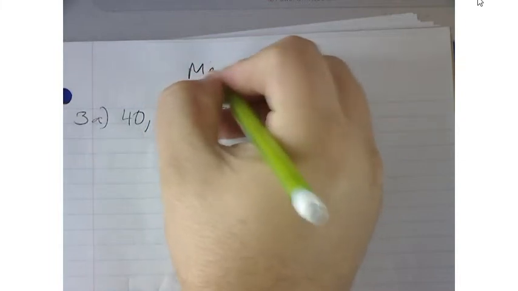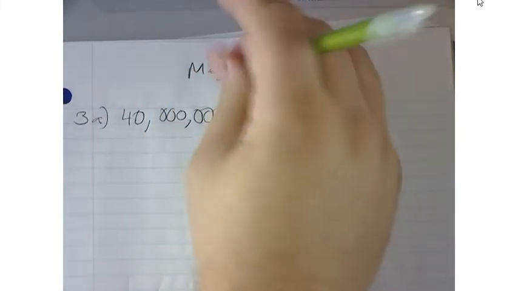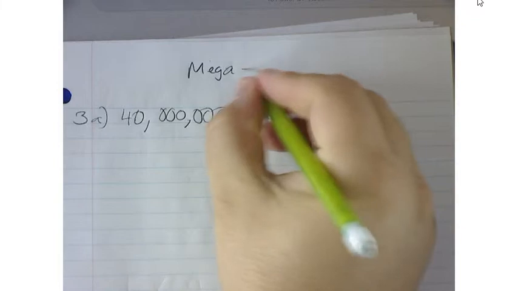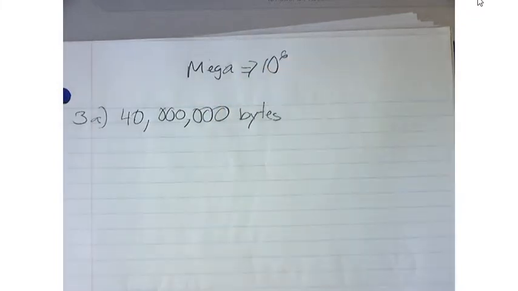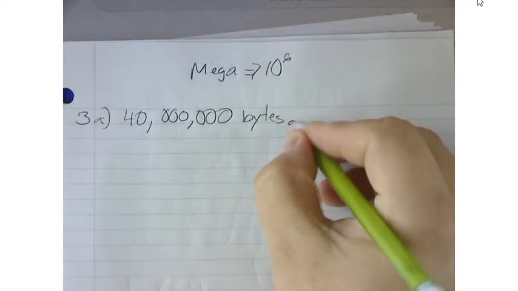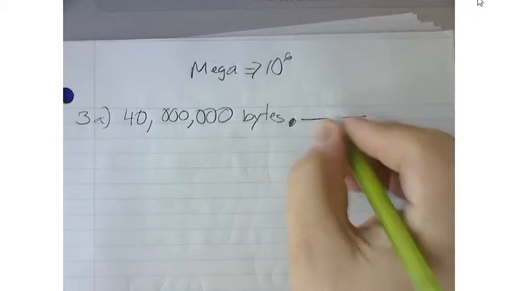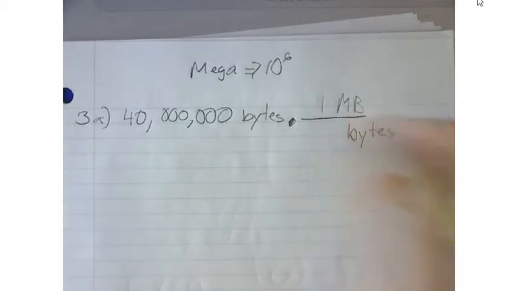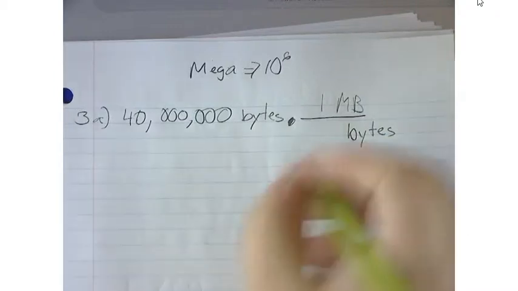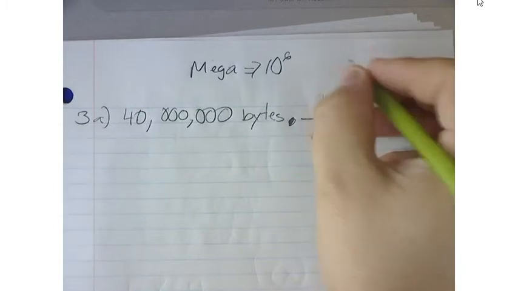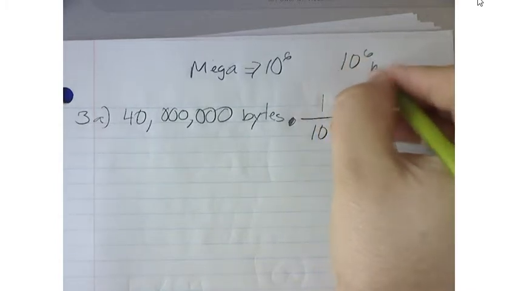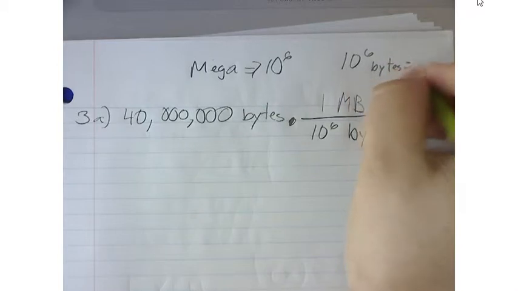I've got 40 million bytes. Now, does anybody in here know what mega means? It means 10 to the 6th power. Right? Mega means 10 to the 6th. And so the easiest way to convert things is I need to figure out how many bytes are in 1 megabyte. Okay? And so there's 10 to the 6th. Now what that means is that if I have 10 to the 6 bytes, it's equal to 1 megabyte.